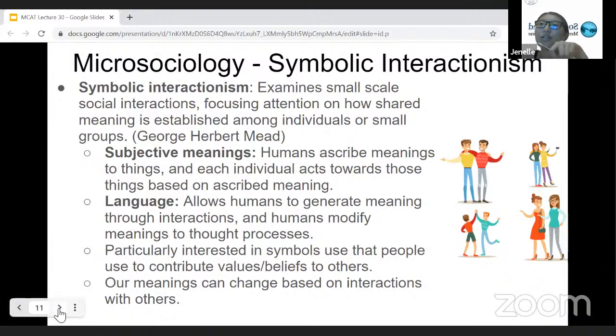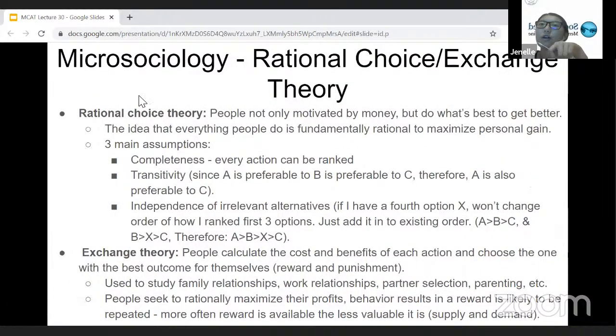So that's that. And then the final microsociology theory for today is the rational choice or exchange theory. The rational choice theory postulates that people are not only motivated by money, but they also do what's best to get the better value in a sense. So the idea is that everything people do is fundamentally rational to maximize that personal gain.